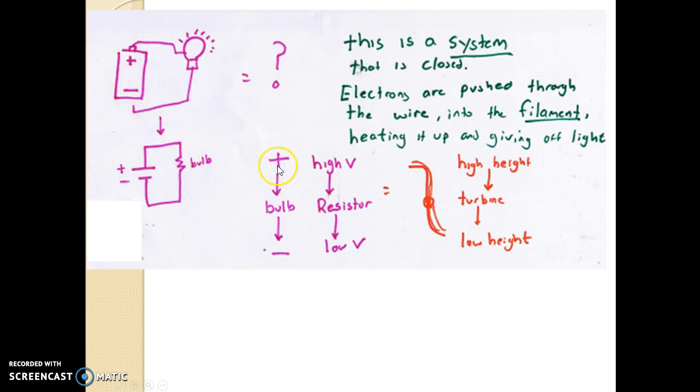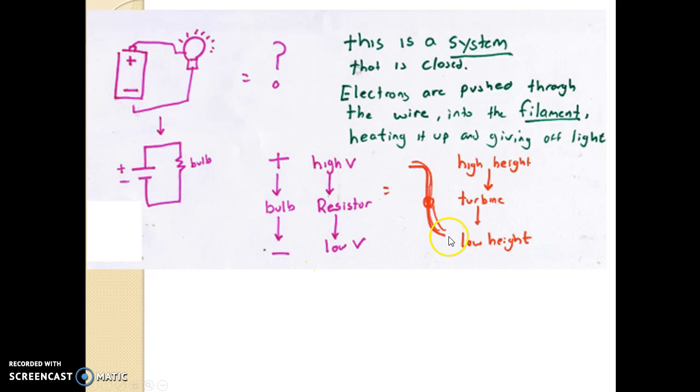Now for the story, it's like saying things start at the positive, go through the bulb into the negative end. In physics, we're going to say it's to start off at the high voltage end, aka positive, go through the resistor, aka bulb, and to the low voltage end, also known as the negative end.